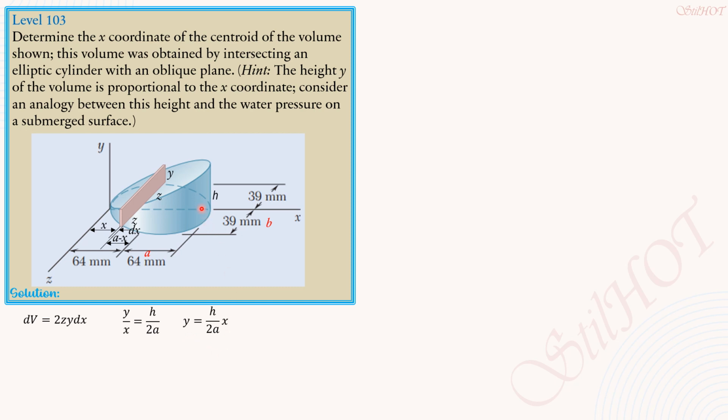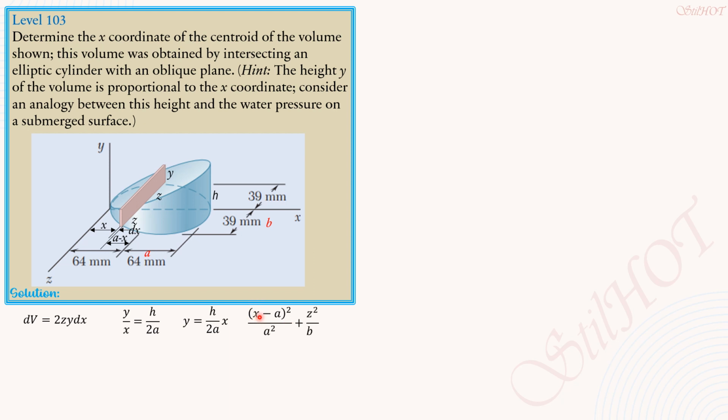Then the equation of the ellipse with center at (a, 0, 0), so it is on the xz plane, is (x minus a) quantity squared over a squared plus z squared over b squared equals 1. So, from reviewing your analytic geometry.